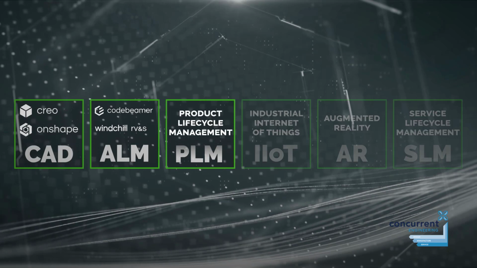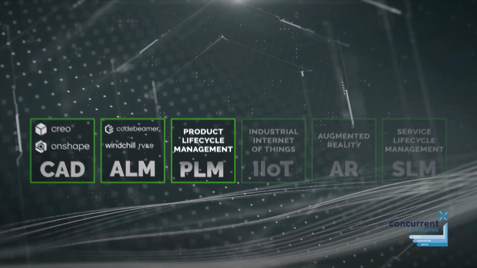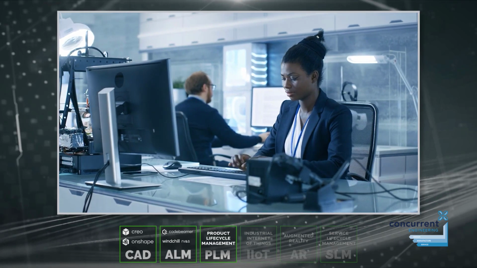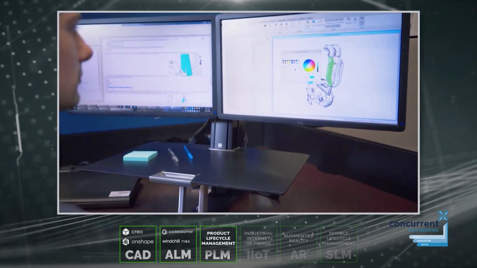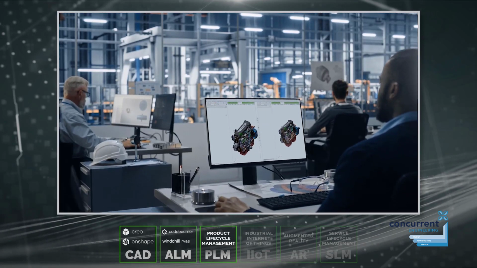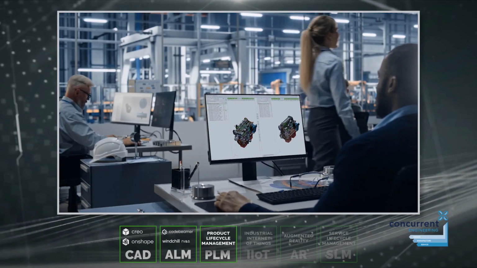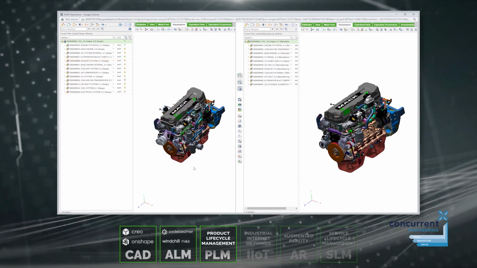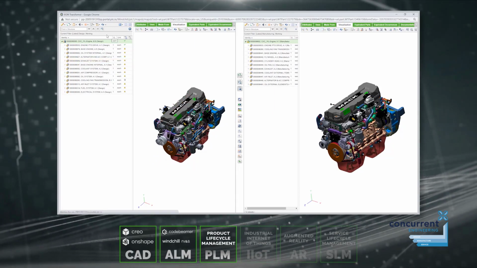The third area of the portfolio is Product Lifecycle Management, or PLM. PLM manages the evolving product definition from engineering teams, including embedded software, simulations, requirements and more. It supports change and configuration management processes to form the Engineering Bill of Materials, or EBOM.